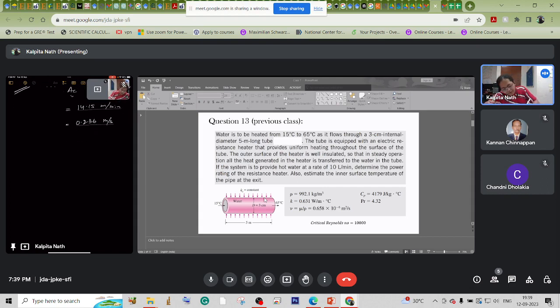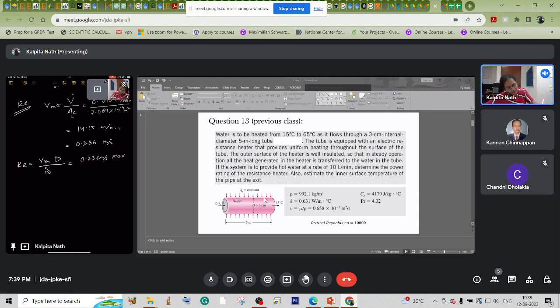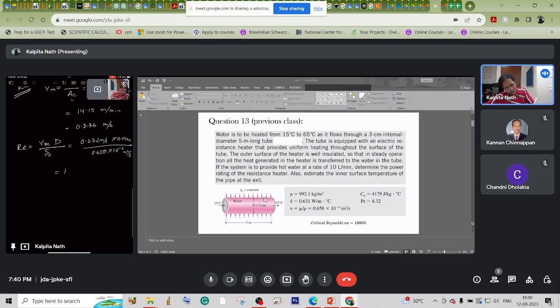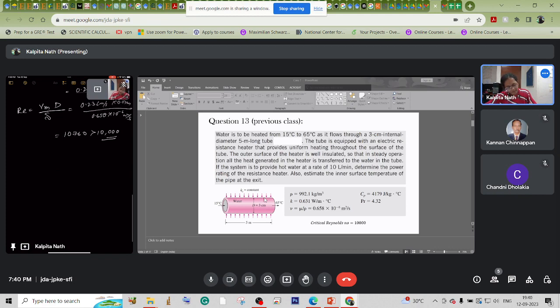Right. So Reynolds number will come out to be the mean velocity and the diameter into kinematic viscosity. It is 0.236 meter per second into 0.03 meter upon 0.658 into 10 to the power minus 6 meter square per second. So this will come out to be 10760, that is greater than 10,000.